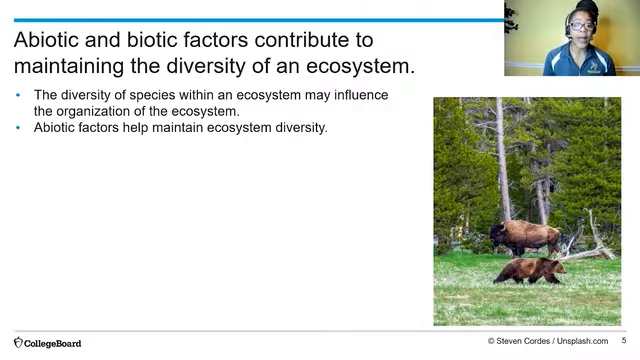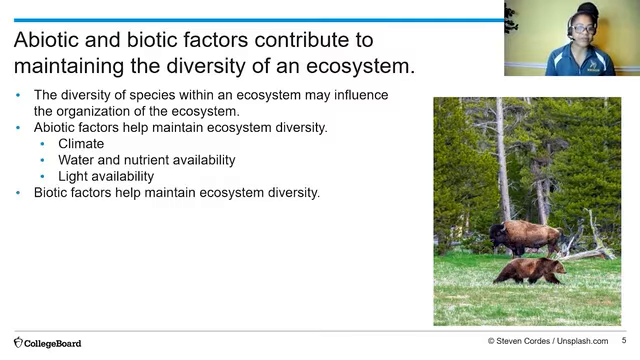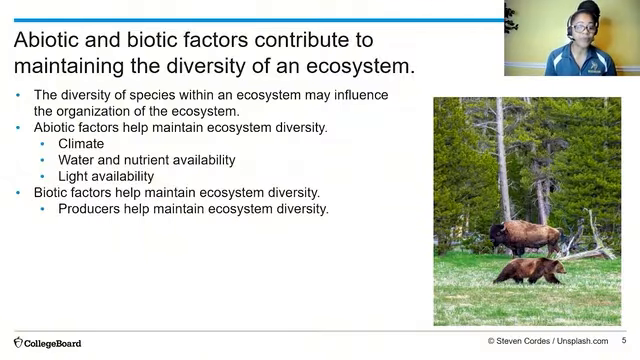Abiotic factors help maintain ecosystem diversity, meaning the more sunlight you have, the more plants can grow. The more water you have, the more animal species and plant species can be supported by the availability of water, etc. So climate, water, nutrient availability, and light availability are some of those abiotic factors that are instrumental in supporting ecosystem diversity. Biotic factors help maintain ecosystem diversity as well.